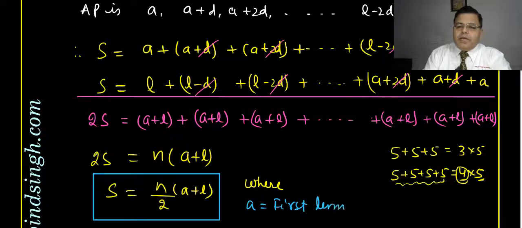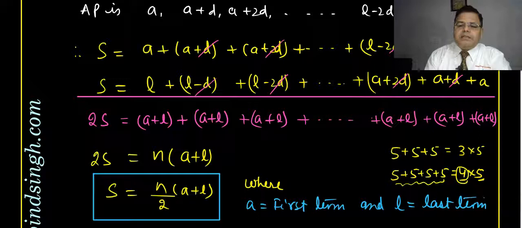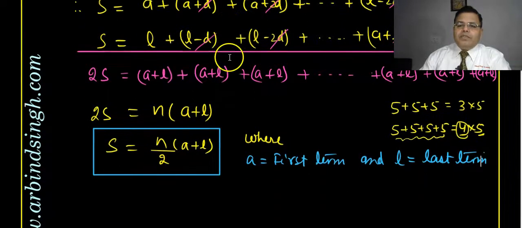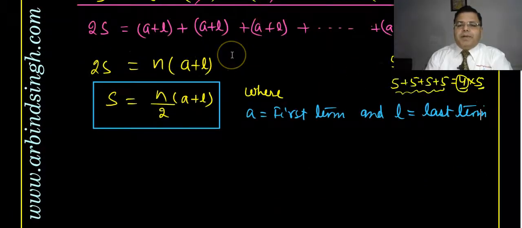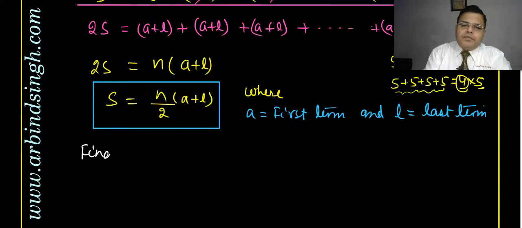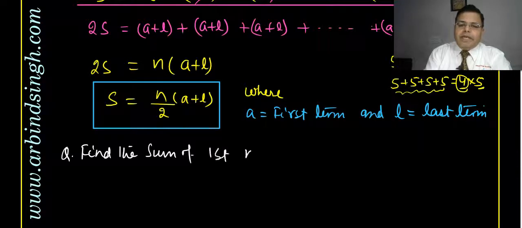First term, and L is last term. So whenever the first and last term are known, we can use this formula and apply it. For example, let us have a question: find the sum of the first n natural numbers.